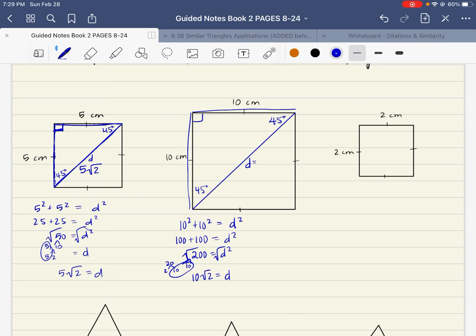The side lengths of my triangle are exactly the same, 5 and 5, and notice that the diagonal here is 5, or in other words, the side length times the square root of 2. It's square root 2 bigger. Here, my side lengths were 10 and 10. The diagonal here is 10 times the square root of 2. So it's always the side length times the square root of 2 bigger.